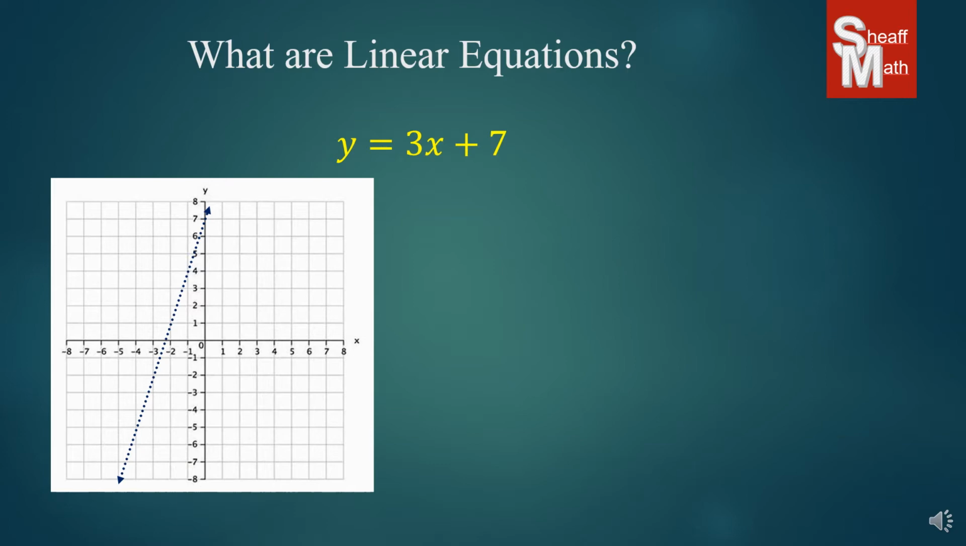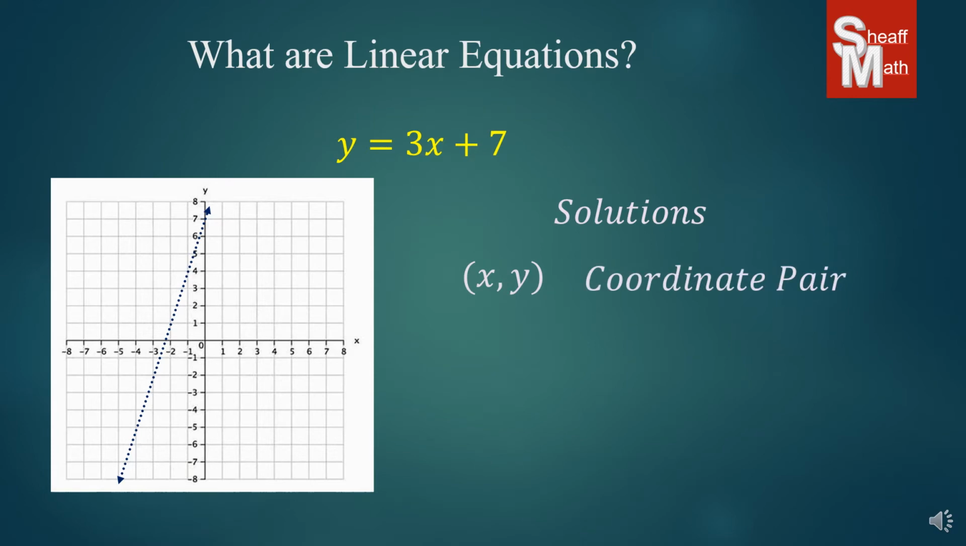Now the points that you look at on this particular line, if you look between 2 points, there are infinite number of points there too. All right, and we call these solutions. These are solutions to the linear equation. And the way that we write these solutions is through what we call a coordinate pair or ordered pair. And we use the x and the y to help us find the point on the graph.